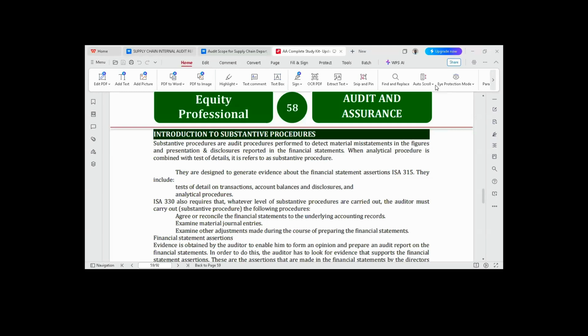Okay? But in the test of control, you're only asking them. You are not asking for proof. But in the case of test of detailed transaction, you are going the extra mile of what? Asking for what? Proof. Okay? Number two, in the test of detailed transaction, you are going to verify transactions.